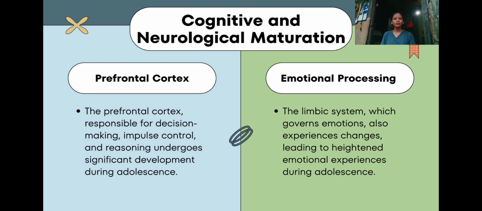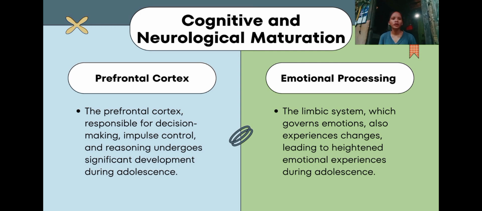Next, we have cognitive and neurological maturation. First is the prefrontal cortex. The prefrontal cortex, which is responsible for decision making, impulse control, and reasoning, undergoes significant development during adolescence. Examples of this are planning a vacation, resisting temptation, and navigating social interactions.